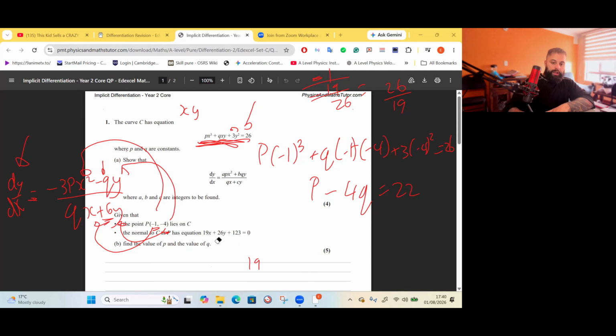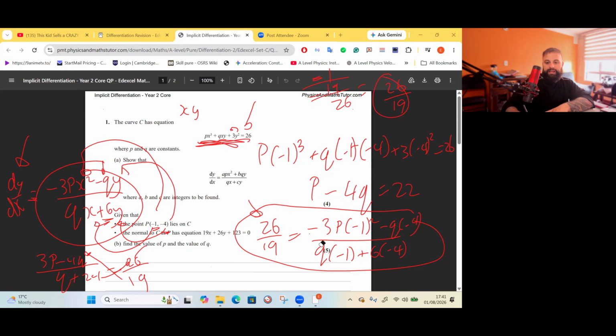Now, I'm going to go back to my dy by dx equation for the tangent gradient. So by working out my dy by dx, which is 26 over 19, it should be equal to all of this. Now I just got to tidy up all of this over here, and it's equal to 26 over 19. I multiply it by both sides.